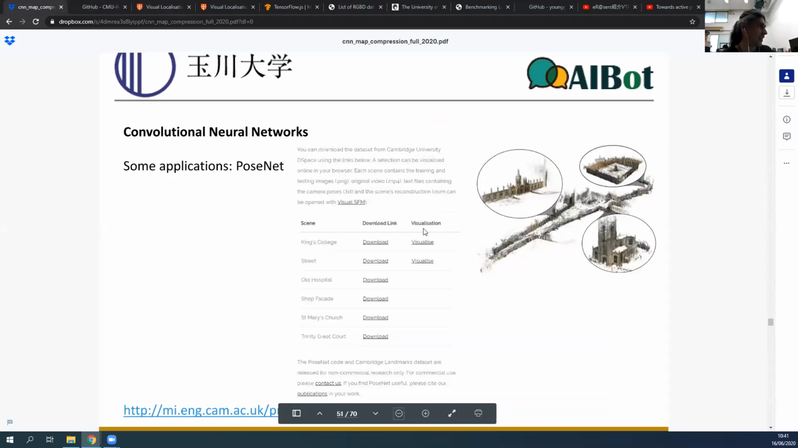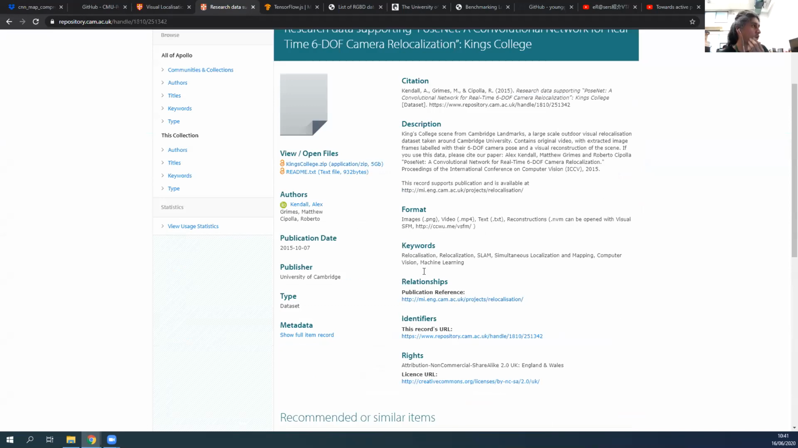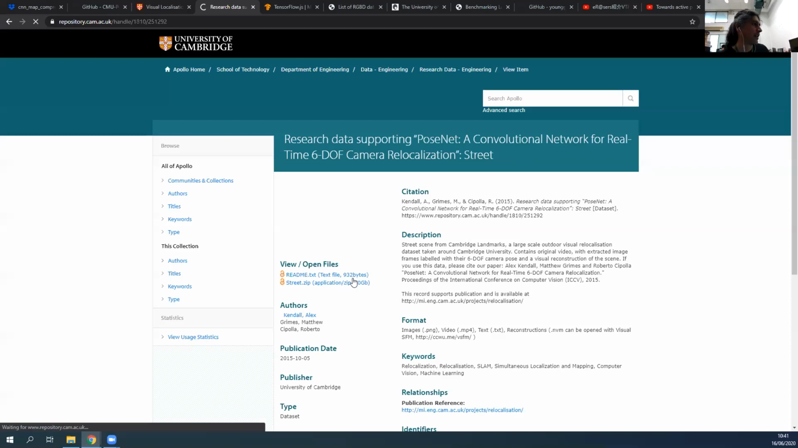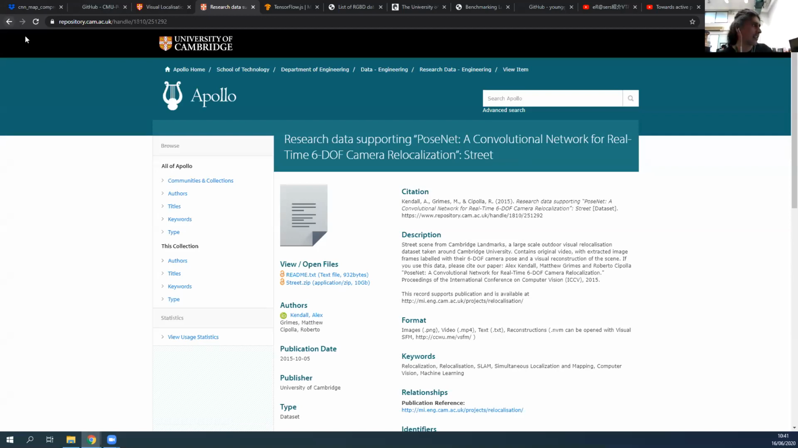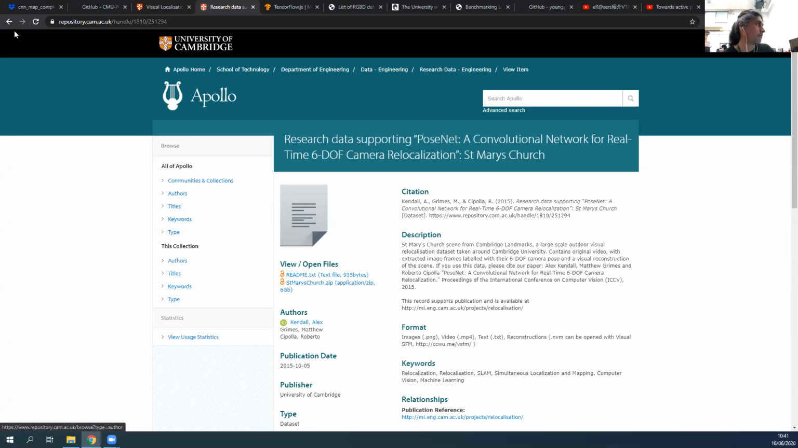If we try to download it, this is only for a single data set. It takes 5 gigabytes of images to recognize places around King College area. For each area, for example Cambridge Street, we have 10 gigabytes of data. So again, data is very important when you are trying to use the generalized regression. 6 gigabytes and so on.